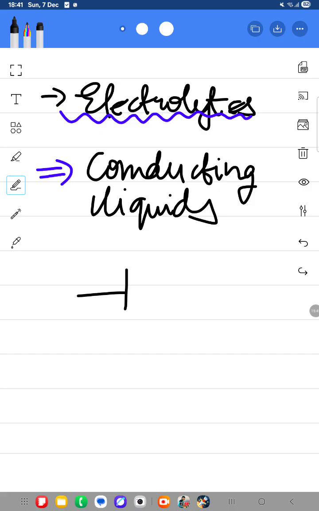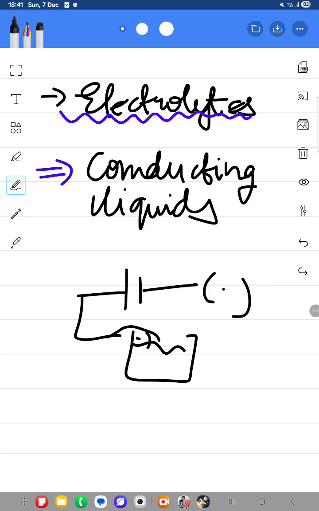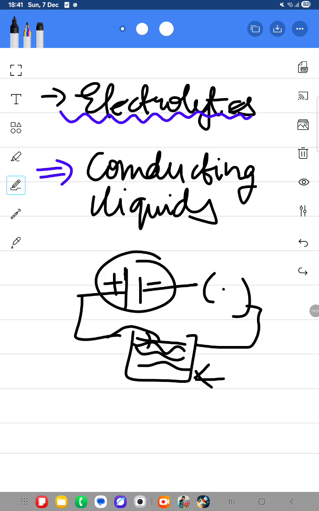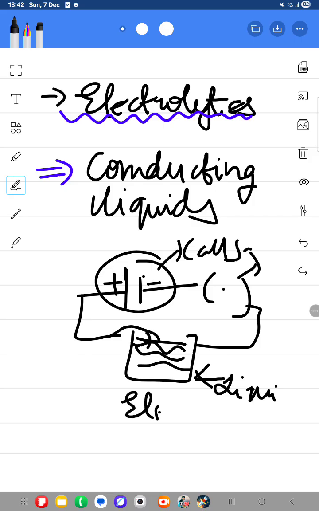For example, we have made a circuit. So here is a cell, switch, and this liquid is called electrolyte. Whether it is water, vinegar, lemon juice, you don't have to understand it. Any liquid which conducts electricity is called electrolyte.